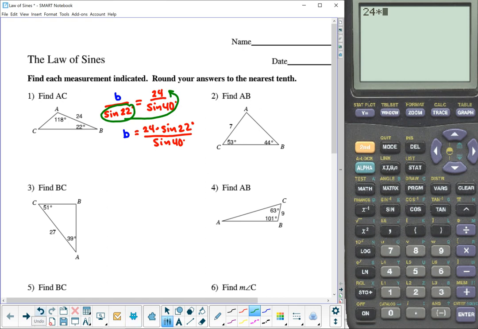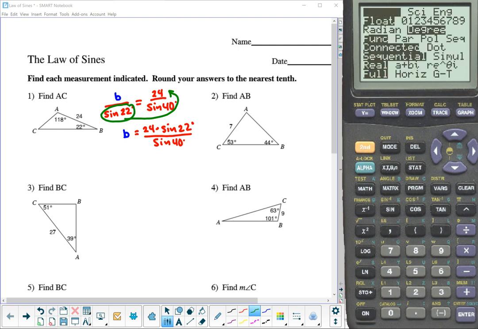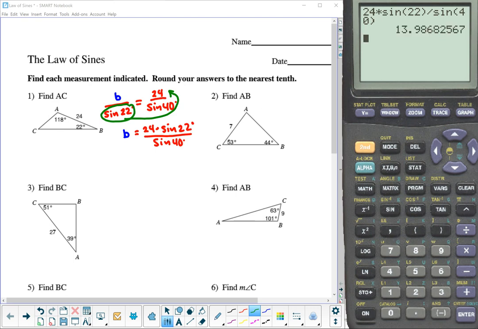Okay, so 24 times sine of 22, and if you use a calculator, it's just like this, divided by sine of 40. Before you do anything, check to see you're in degree mode, which you are. Then just hit enter, and 13.98. Round your answer to the nearest tenth, which means one decimal place. So B equals 13.98, and the 8 is going to round the 9 up, so I'm going to say 14.0. That's my answer.